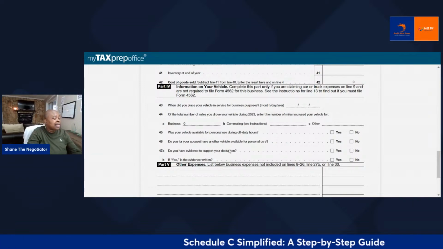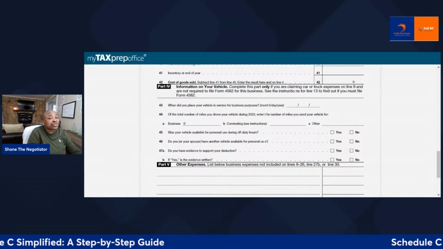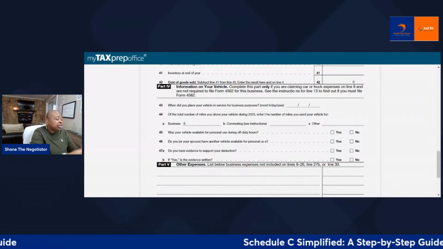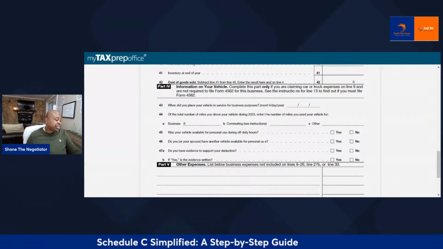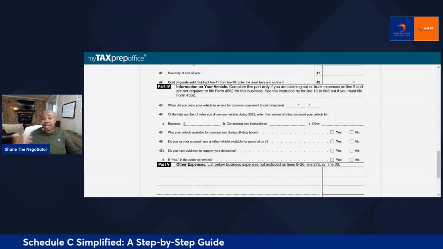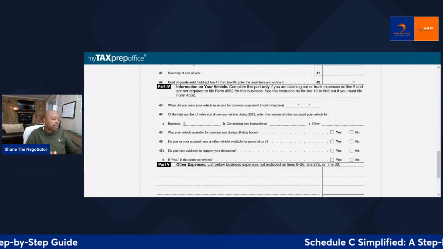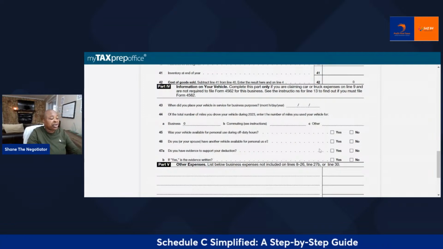Do you or your spouse have another vehicle available for personal use? So if that's your work truck, but you're saying you don't have a personal truck, then how are you getting around? So be careful with that. It's not impossible, but just be careful of that and have your documentation. If you have a personal vehicle, it's a lot easier to prove that, okay, yes, that was a work truck because we do use this other vehicle. So you put yes or no, whichever apply. Do you have evidence to support your deductions?